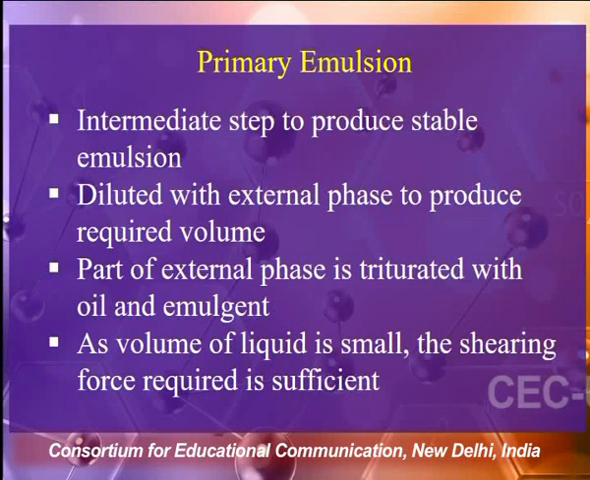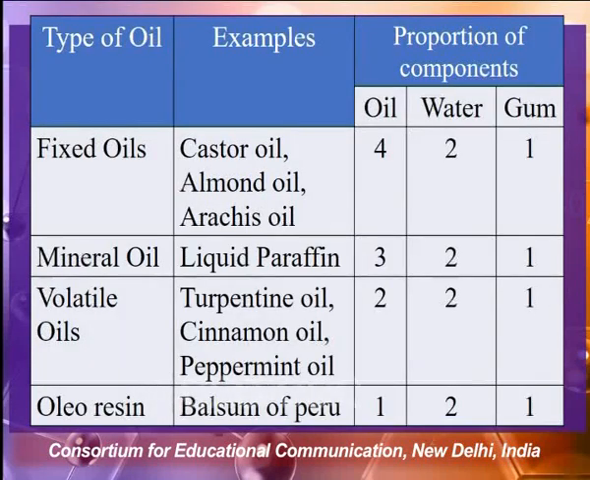Now, here basically the concept is that a part of oil with a part of emulsifier and a part of water is taken to prepare the primary emulsion. This approach will help in producing a stable emulsion. Here the volume of liquid is comparatively small, so the shearing force can be attained by using a simple mortar and pestle.